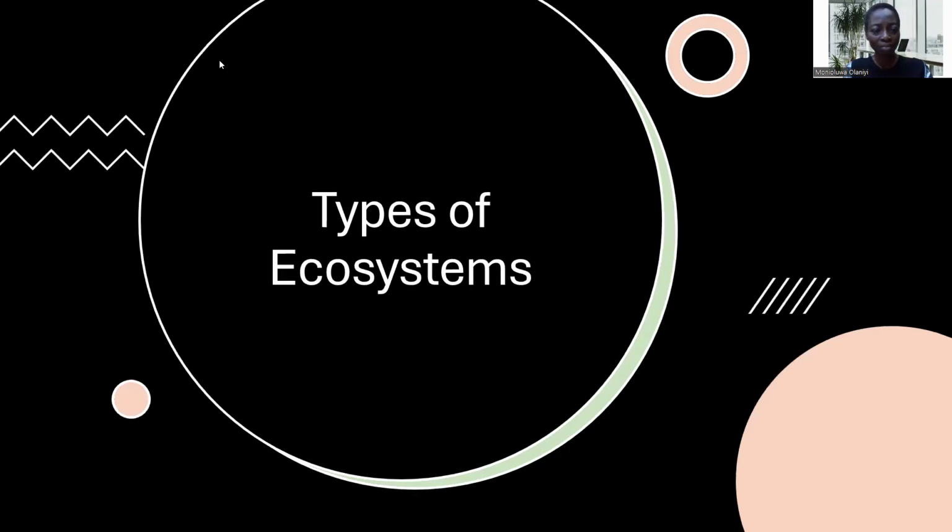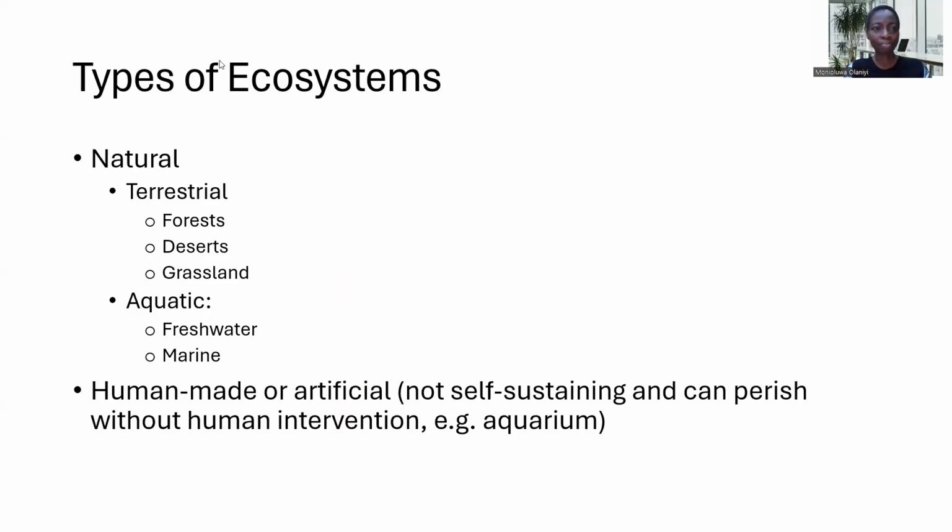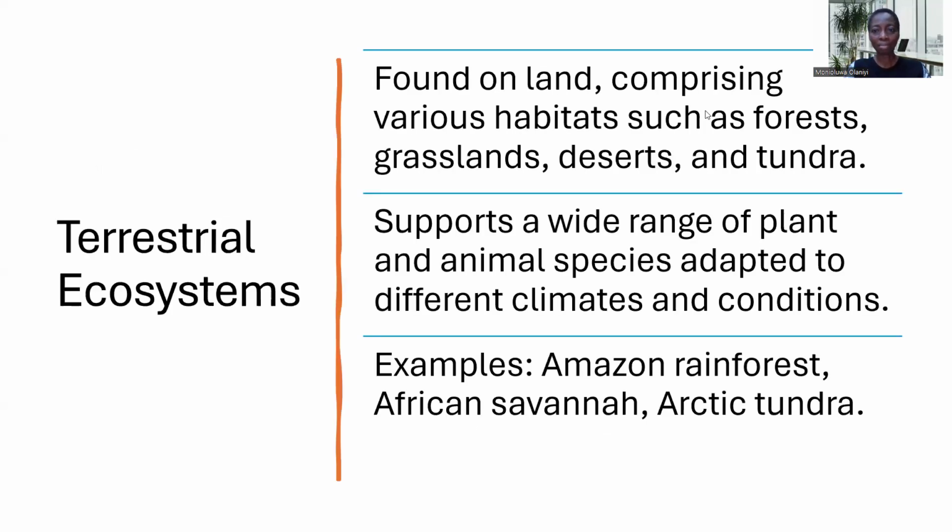What are the different types of ecosystems that we have? We have the natural ecosystem, which can be classified as the terrestrial and aquatic ecosystems. And then we have the human-made or the artificial ecosystem. Let's look a bit closely into these different types of ecosystems.